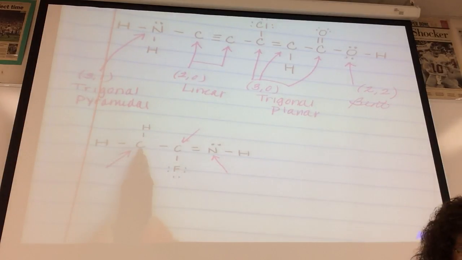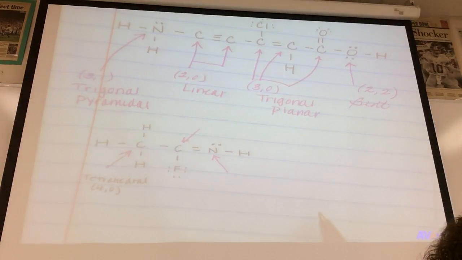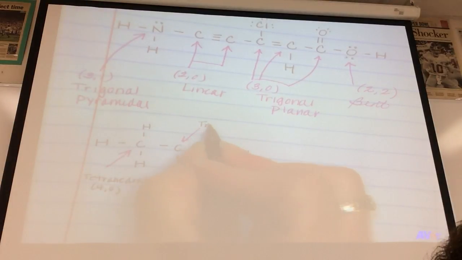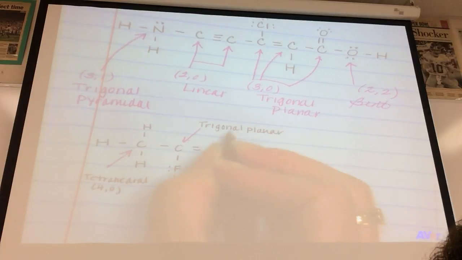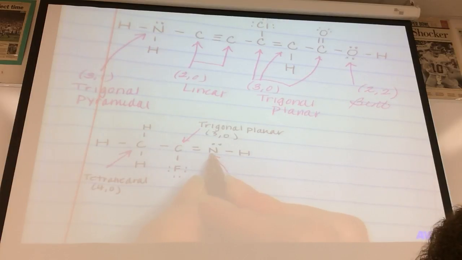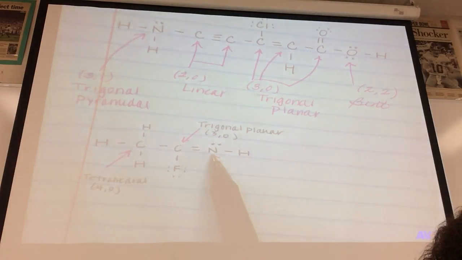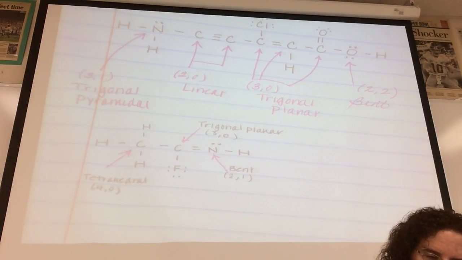So what would this one be? Tetrahedral. 4 things attached, no lone pairs. How about this C? Trigonal planar, 3 things attached, no lone pairs. And what about this one? Be careful. The N is attached to how many atoms? 2. How many lone pairs? So that's bent. That's the one kids sometimes mess up. That's why I wanted to give you that little structure.